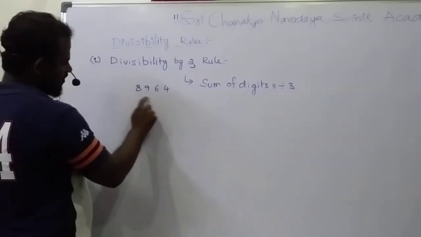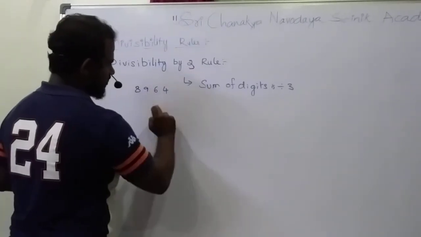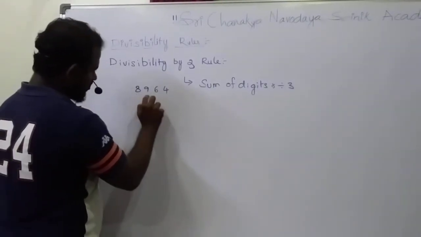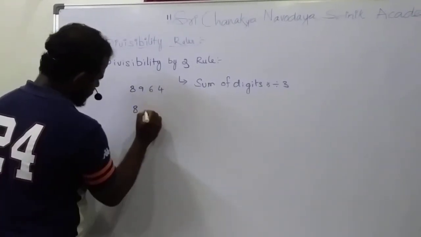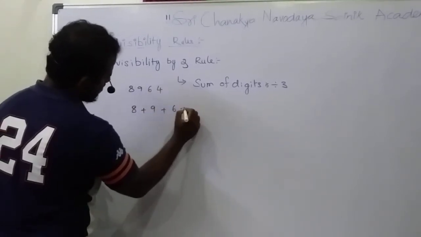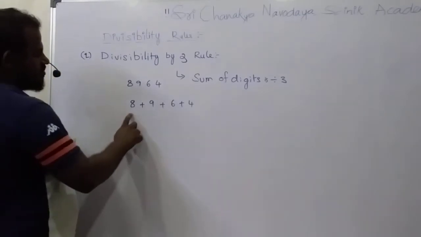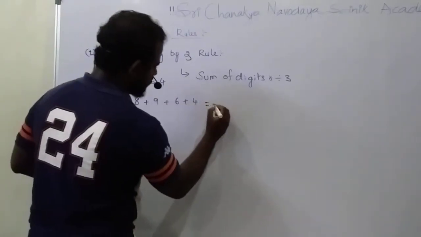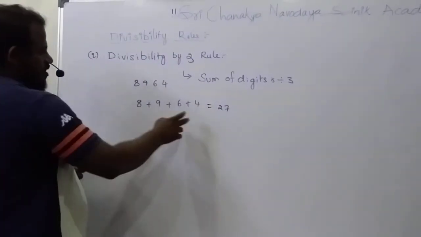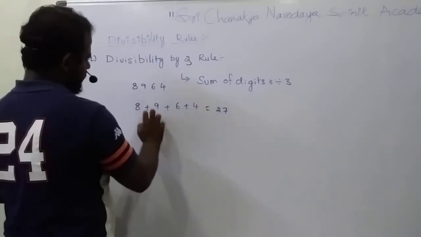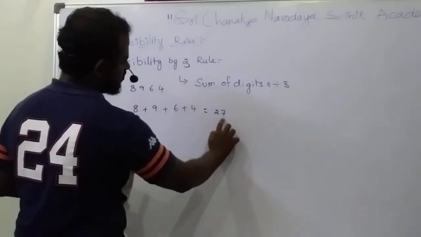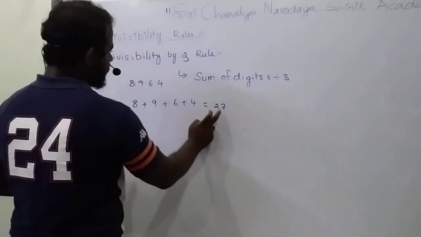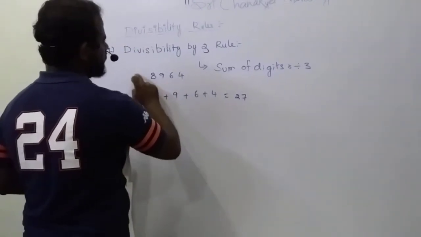So he gave this number. If you want to check whether this number is divisible by 3 or not, the criteria is we will add all the digits, a 4-digit number. So we will add 8 plus 9 plus 6 plus 4. 8 plus 9 is 17, 17 plus 6 is 23, 23 plus 4 is 27. So this is the sum of digits. The sum result is 27. Is this 27 divisible by 3? Yes. 3 nines are 27. So the sum result is divisible by 3, which means this given number is divisible by 3.